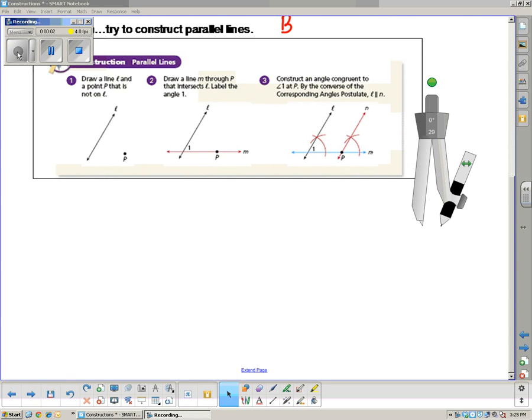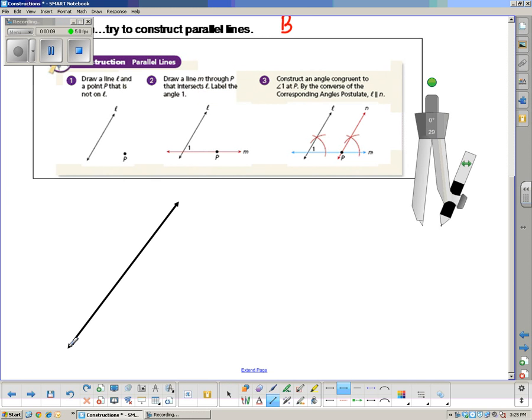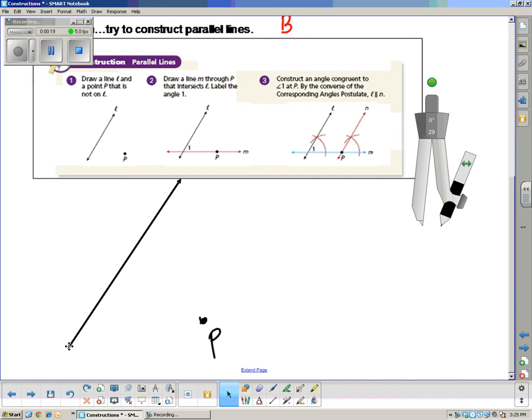Next, let's try constructing a set of parallel lines. To start off with, we'll draw one line with our straight edge, and this will be one of our two parallel lines. Then we just need to choose any point P that's not on the line, and this will be a guide for where our second parallel line will go.